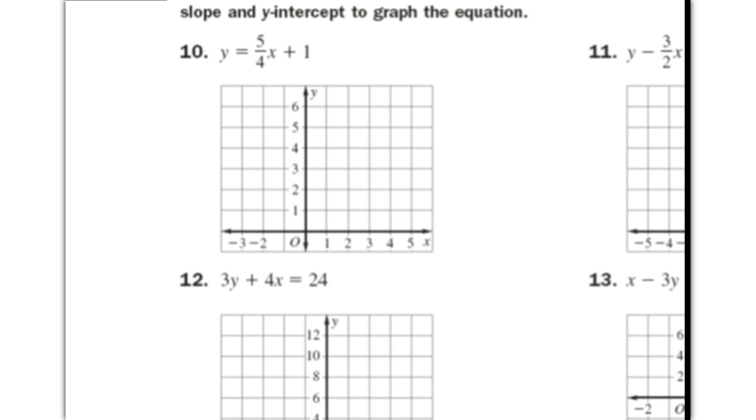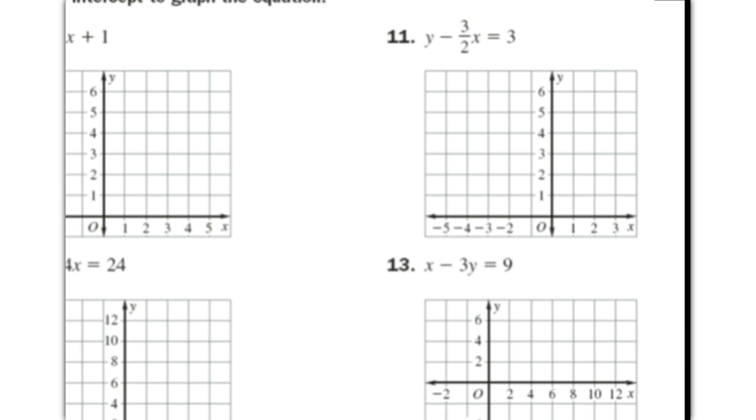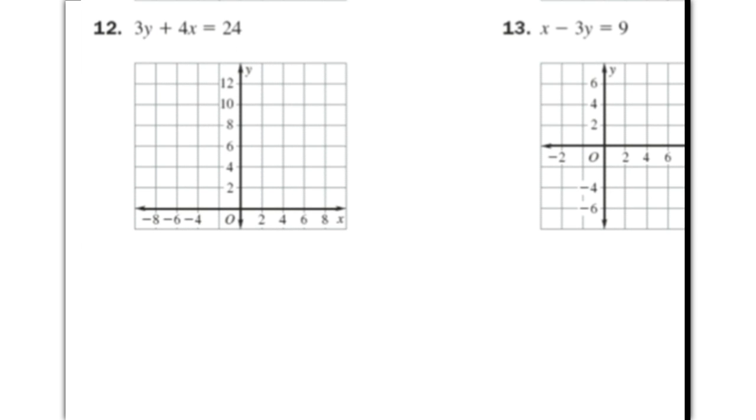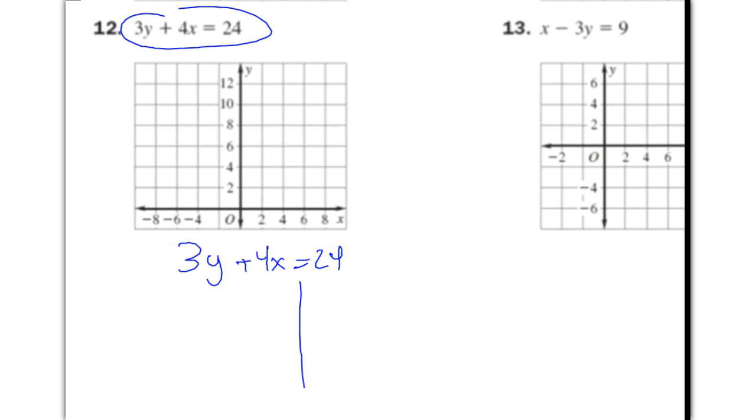Okay, next equation, I'll just set it up for you. We have a few to look at. How about number 12 here? Just to get it in slope-intercept form first. We have 3y plus 4x equals 24. So first of all, we've got to get rid of that 4x by subtracting it. We get 3y equals negative 4x plus 24.